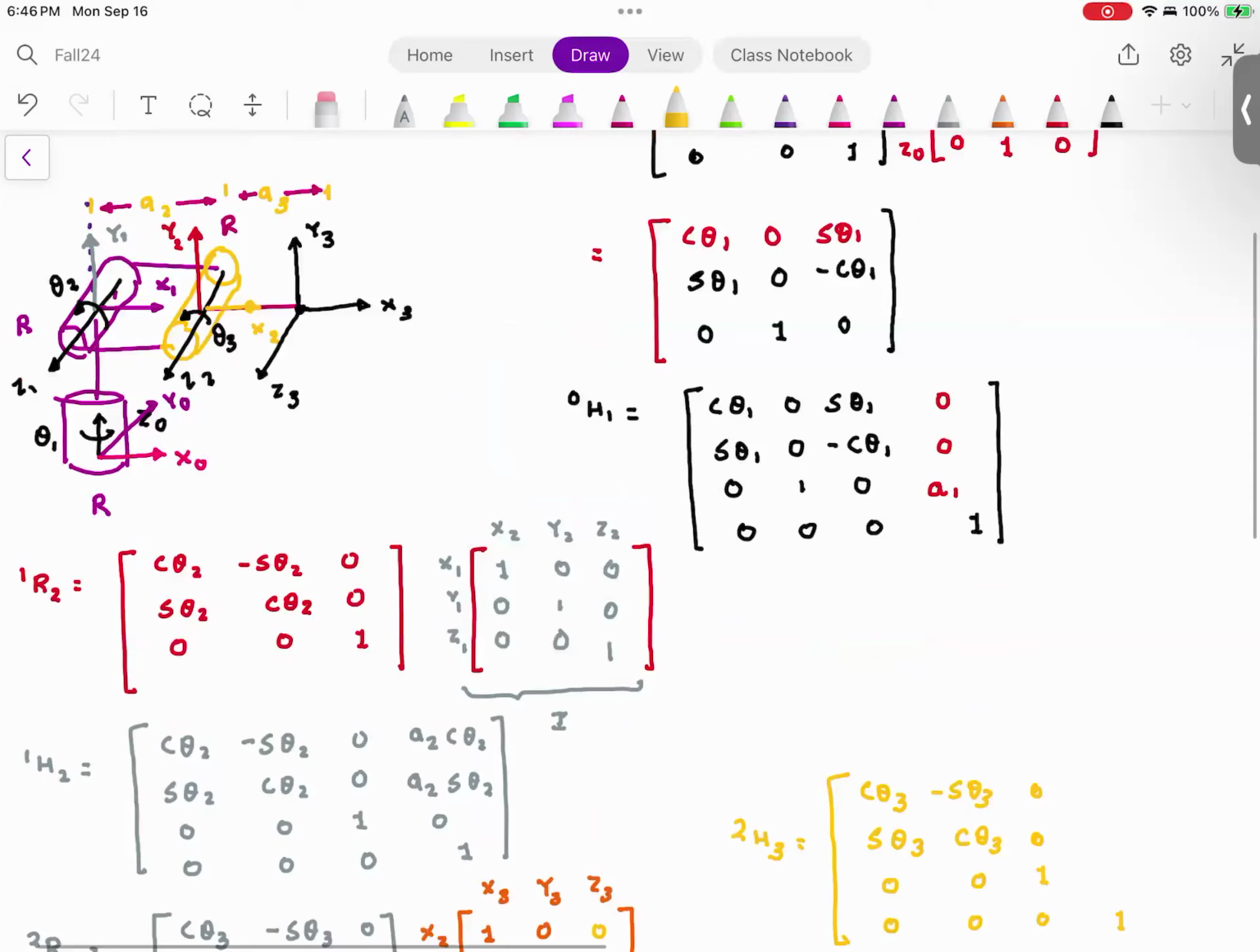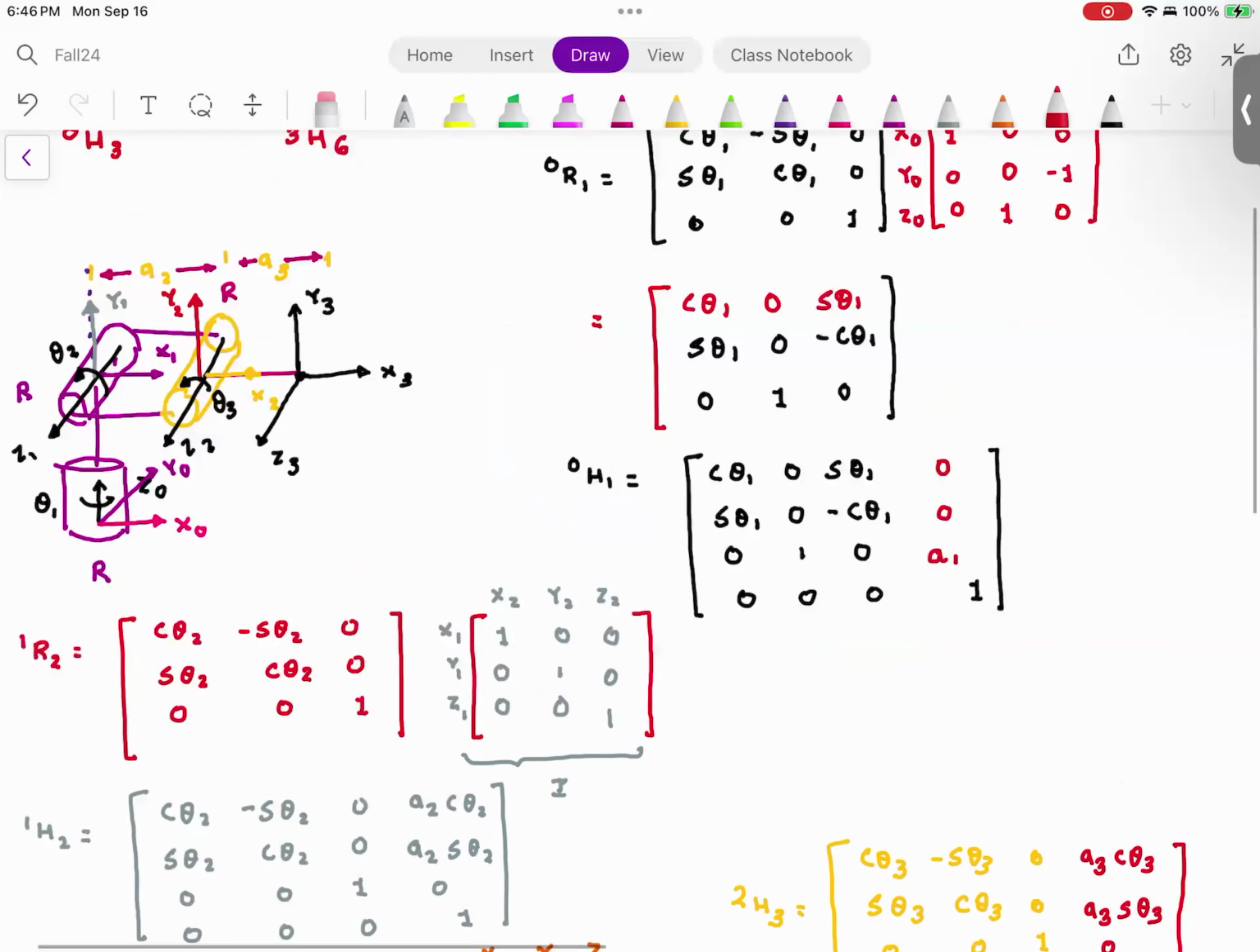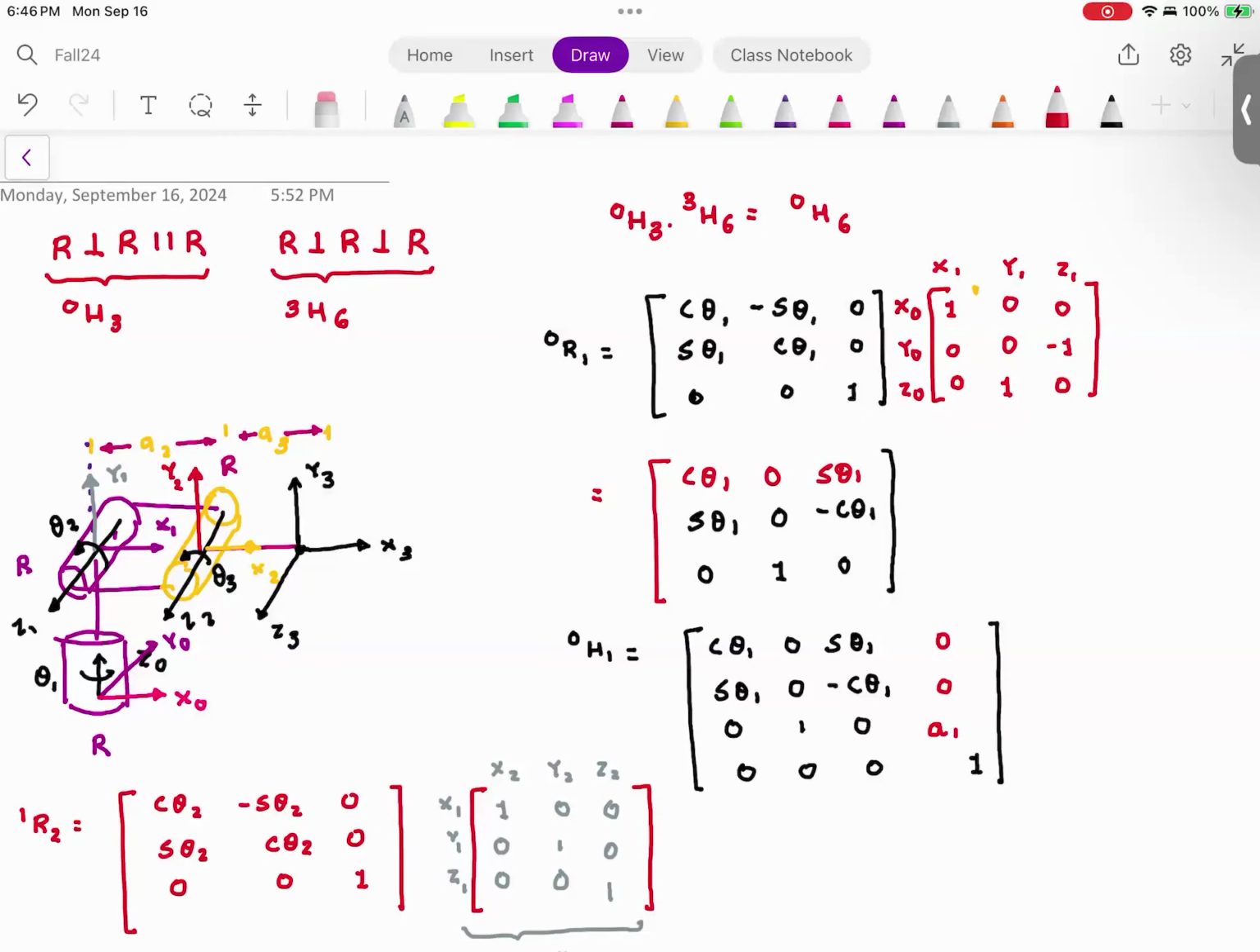And again, the same logic. This is going to be A3 cos theta 3, A3 sin theta 3, and then you will have 0. And now you have these homogeneous transformations. Everyone understood this? The next part is we are gonna go to MATLAB and program these homogeneous transformations in MATLAB and ask MATLAB to perform the calculation.